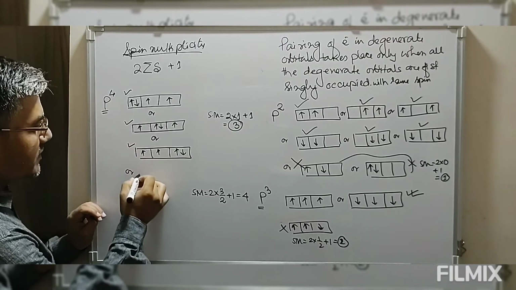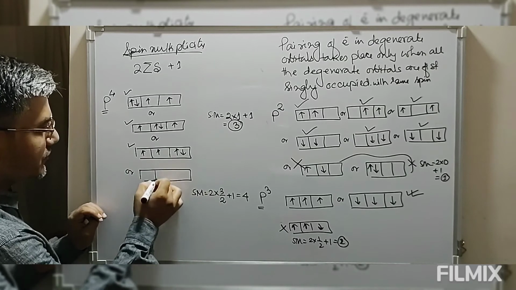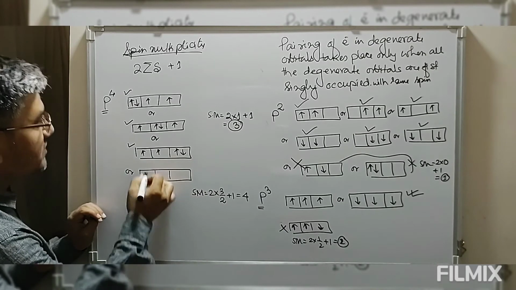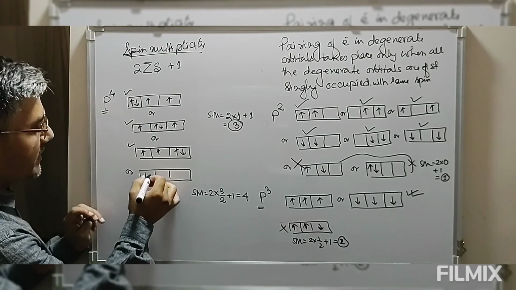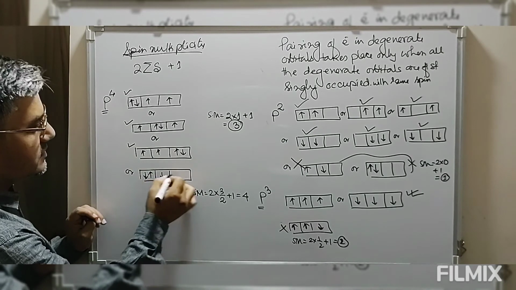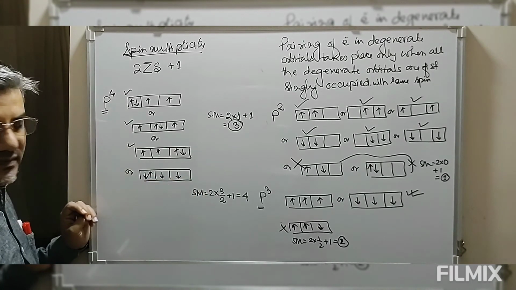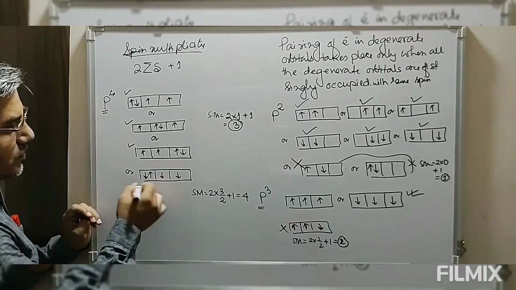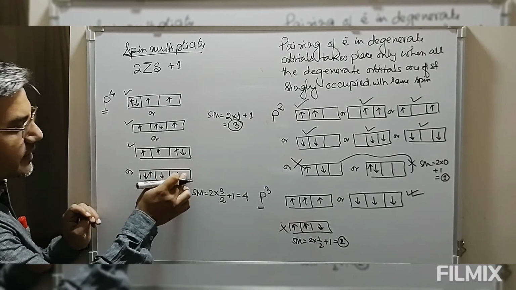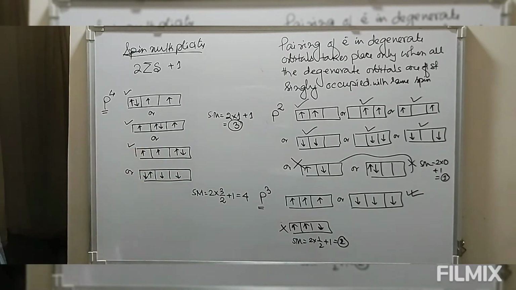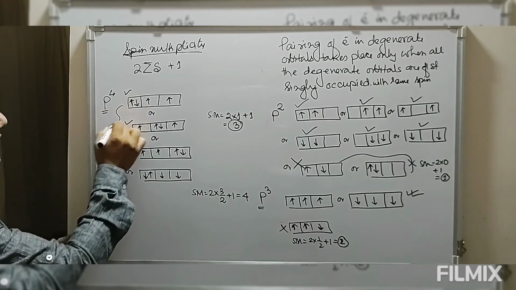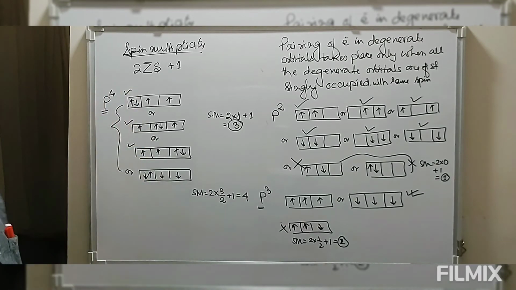We can also have this configuration. So all these configurations are allowed. Instead of plus, we can also have minus. This is also allowed. Or we can have it here, or here. These are all allowed. So these are the allowed configurations for P4.